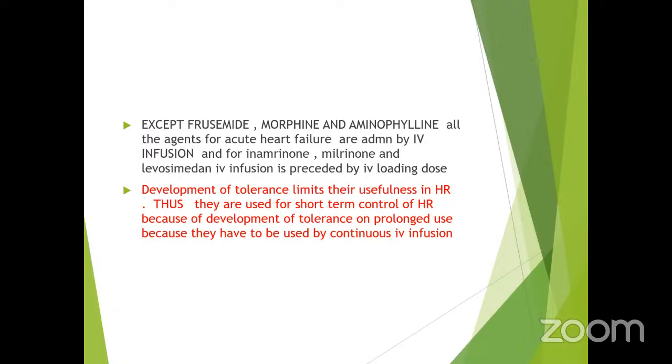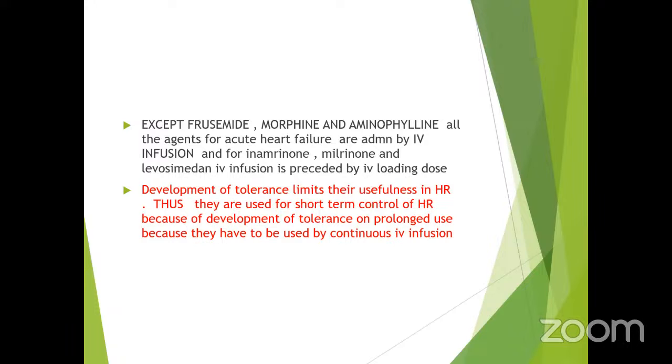Furosemide is a loop diuretic. Morphine is an opioid analgesic. Aminophylline is a bronchodilator, which is a theophylline derivative. All these three are used in acute heart failure.